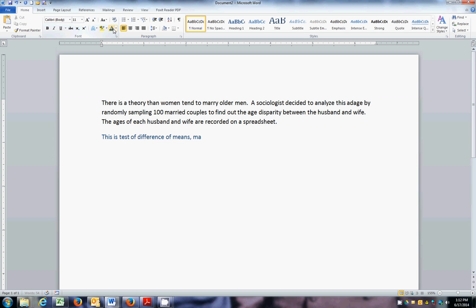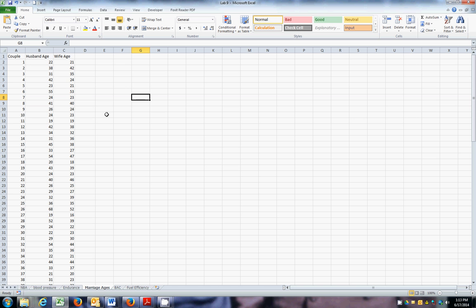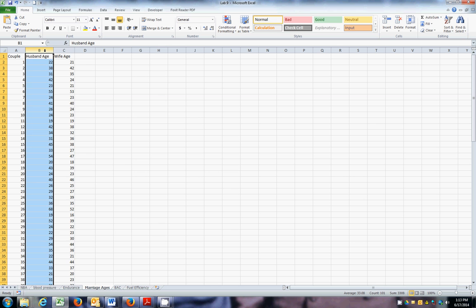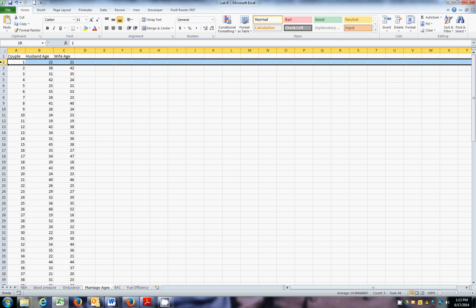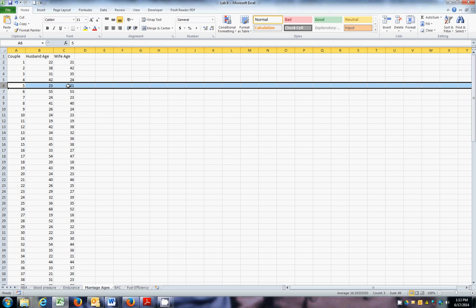And I'm going to add something to this. I'm going to say this is a test of difference of means, matched pairs. So what does matched pairs mean? If we go back to the spreadsheet, we've got the husband's age and the wife's age. So it looks like there are two data sets of 100, but we're going to think of this as just one data set of 100 because we really just care about the difference. This married couple is coupled up, this couple is coupled up, and so on.